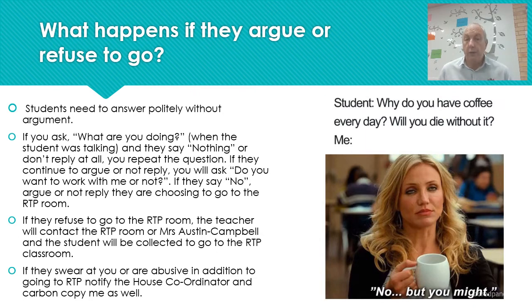If they refuse to go to the RTP, contact the RTP room 8225, and we will try and come and collect the student, or give Mrs. Austin Campbell a call and the student will be collected as well. So if they swear or they're abusive, in addition to going to the RTP, you need to notify the house coordinator and carbon copy me as well.